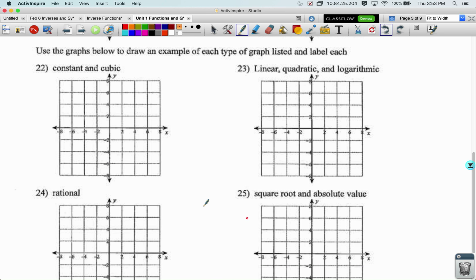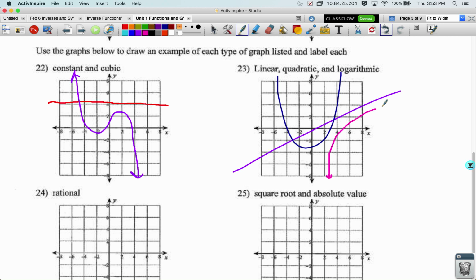All right, an example of a constant in a cubic graph. Constant has to be horizontal. Cubic can make an S shape with 2 turns, opposite end behaviors. Linear, straight line across the graph. Quadratic is U-shaped. Logarithmic goes all the way down to -infinity and then curves off like this. So it doesn't stop. This arrow keeps going down to -infinity, but it becomes almost vertical, and there's nothing over here.